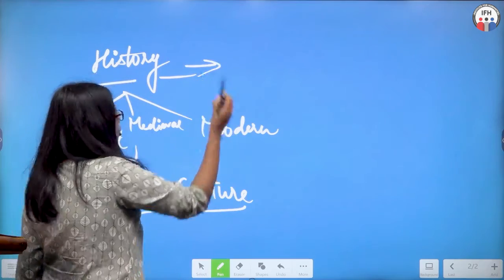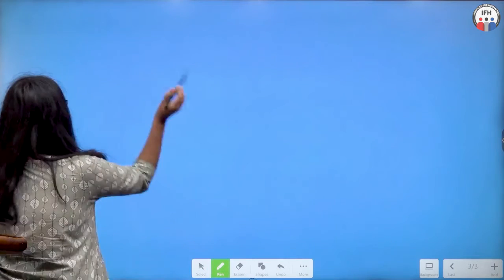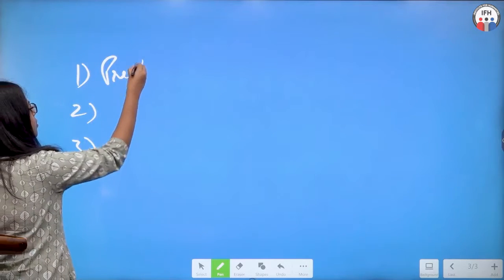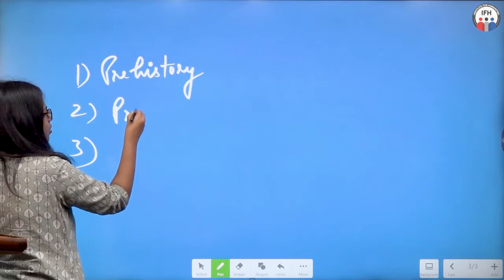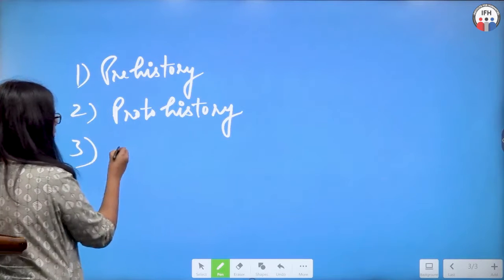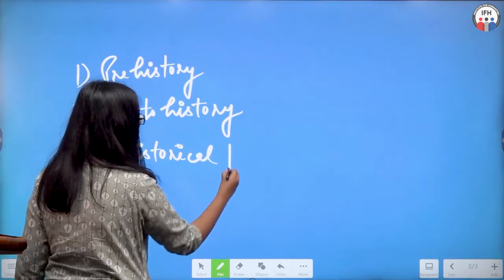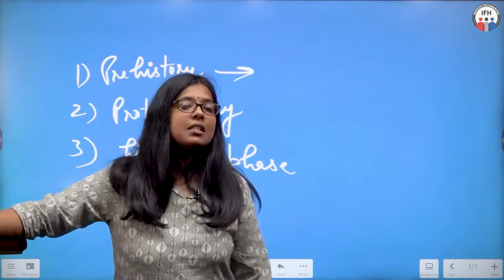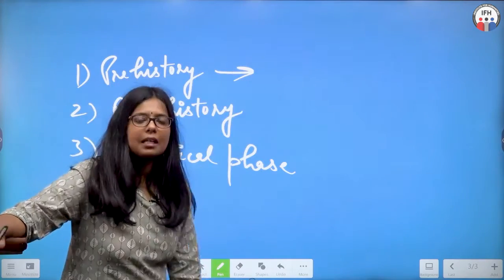Now when we are talking about history, in history also there are three parts. First, prehistory. Then proto-history, and then the historical phase. So what is the difference between these three? When I say prehistory, that means we do not have any written evidence to understand this particular period.